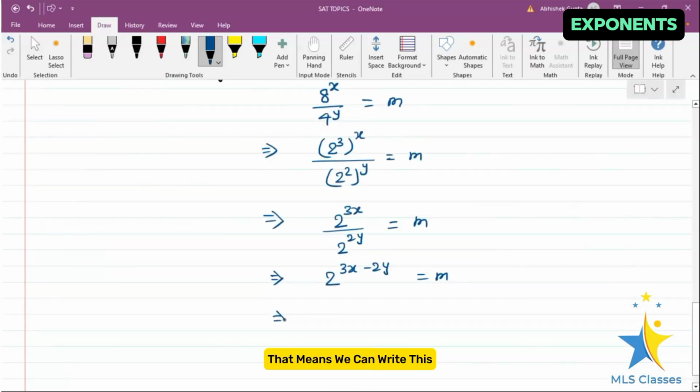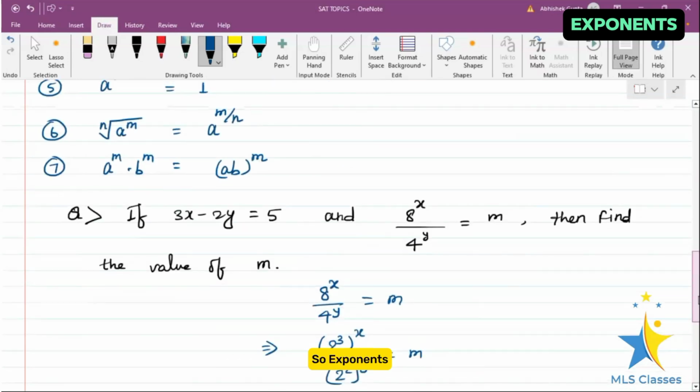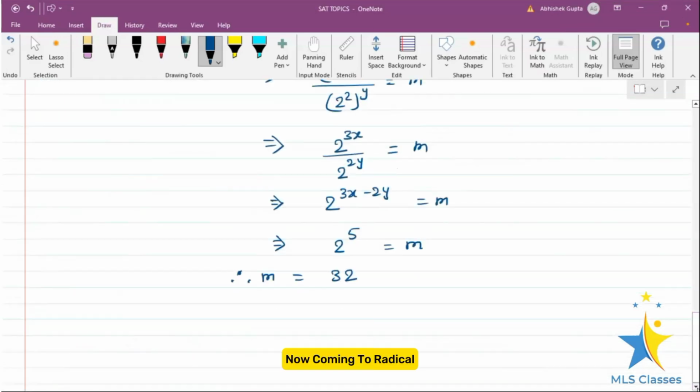That means we can write this as 2 to the exponent 5 equal to m. So from here we can say m is equal to 2 to the power 5, which is 32. So that will be the answer. So this is how we will be evaluating the questions of exponents, and also we have to remember these rules of the exponents. Now coming to radicals.